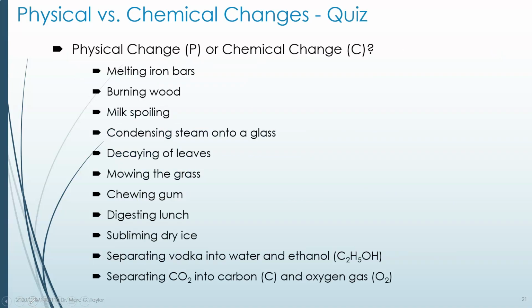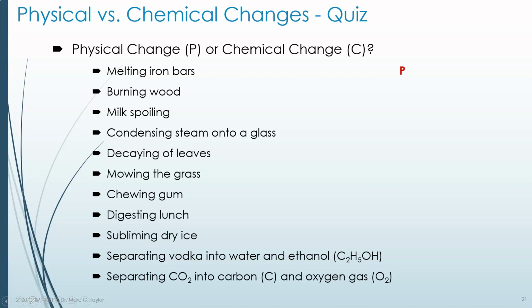So let's try a quick little quiz here. Which one is a physical change? Which one is a chemical change? And if it has a chemical change in it, we'll just call it a chemical change. Melting iron bars. Well, this is a change in state. You're going from solid to liquid, therefore it's a physical change.